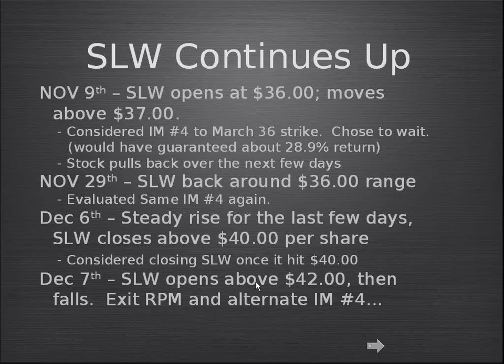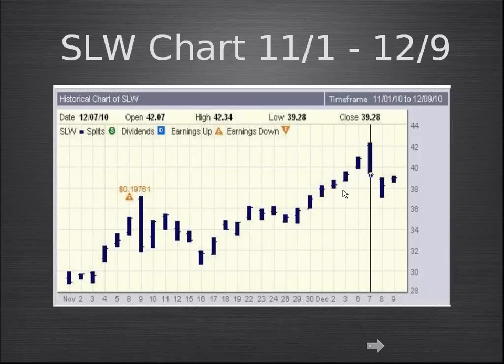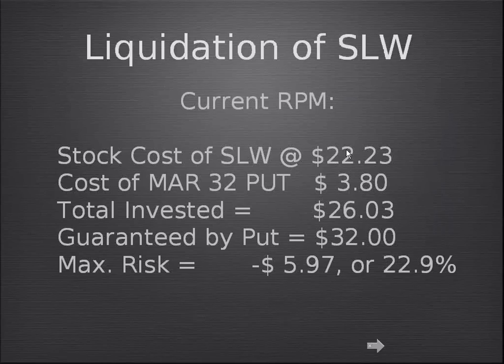And on December 7th, it opened above 42 and then fell in price. And essentially what we decided to do was exit the RPM at this time. We still had the March put. We still could have continued to trade it, but it reached the goals and it exceeded our expectations. So at this point, I decided to close the position.